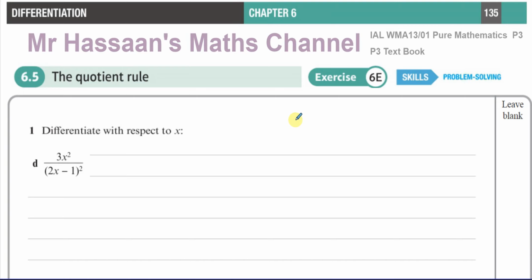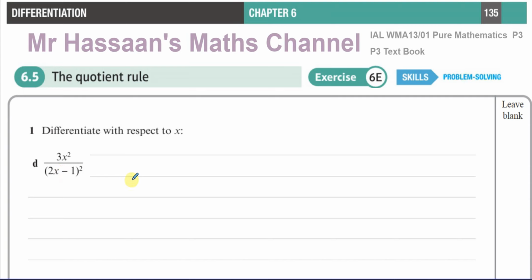Which is about differentiation, and this question is regarding the quotient rule. It's question number 1, part D from exercise 6E. One of the viewers on the channel has requested that I answer this question, so I'm going to do so. So it tells us to differentiate with respect to x this fraction 3x squared over (2x minus 1) squared.